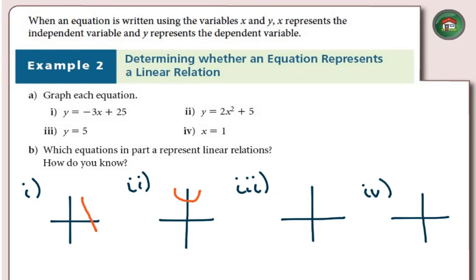Go back to the y equals menu to do number 3. Clear out what's in there. We have y equals 5. So we do y equals 5. Graph it. And sketch again.